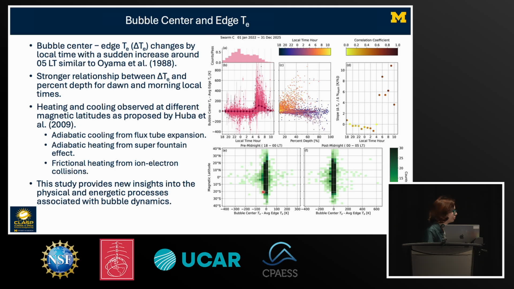So the time is mostly quiet time or the active time? So this is solar maximum. I should have mentioned this. This was from January 2022 all the way through December 2025. So we have 4 years, so it's active and quiet, but the majority would be quiet because the majority of time is quiet. Okay, thank you very much.